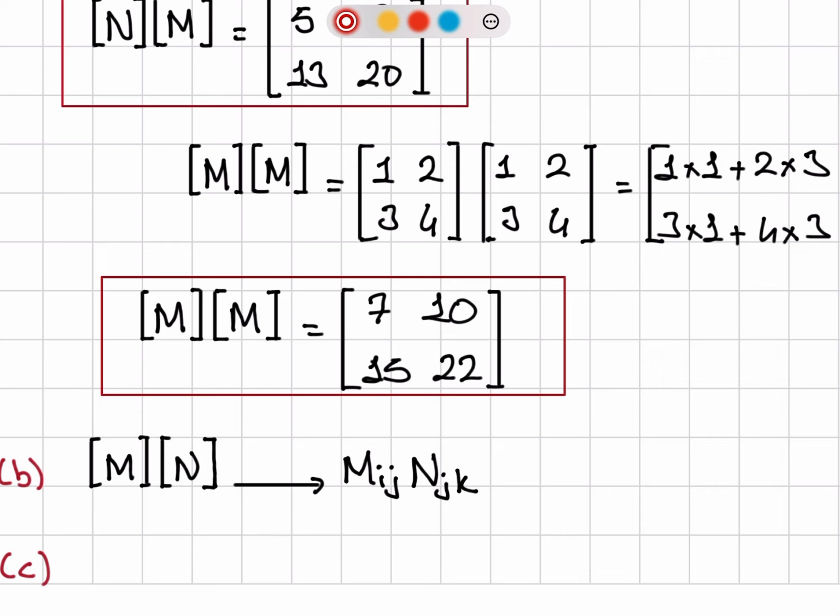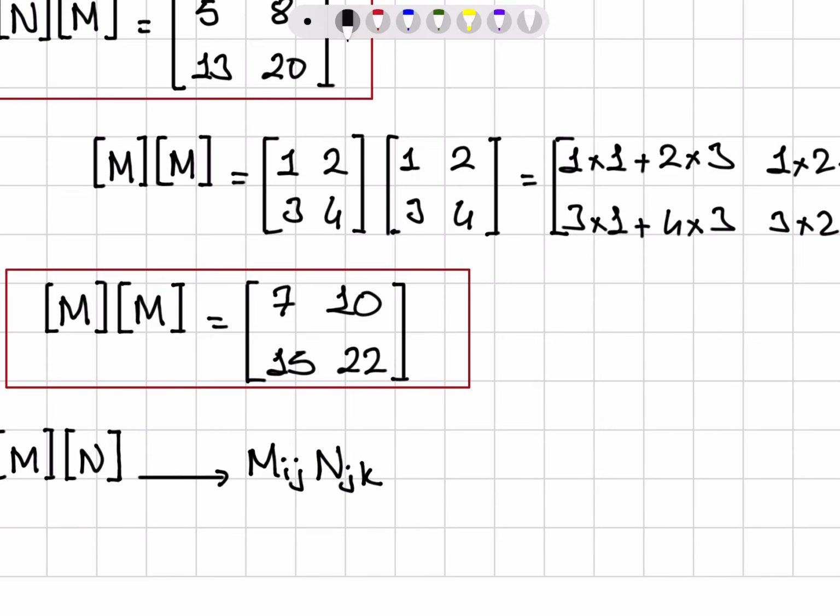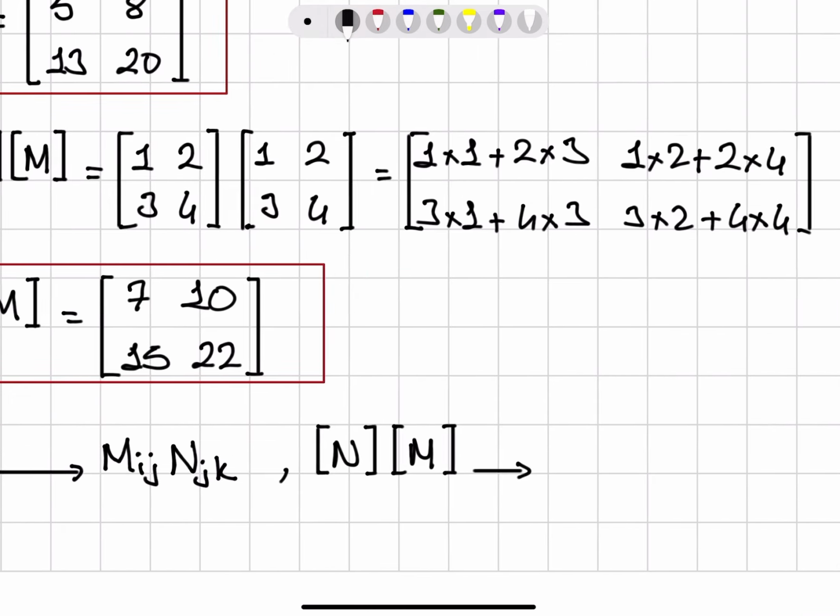So if I look at N times M, matrix N multiplied with matrix M, I have a similar situation. This is written in subscript summation notation. I'm taking the ith row jth column element of the N matrix, multiplying it with the jth row kth column element of M, and adding over the index j.